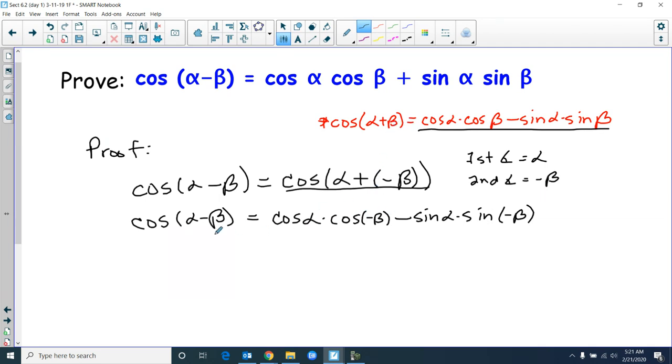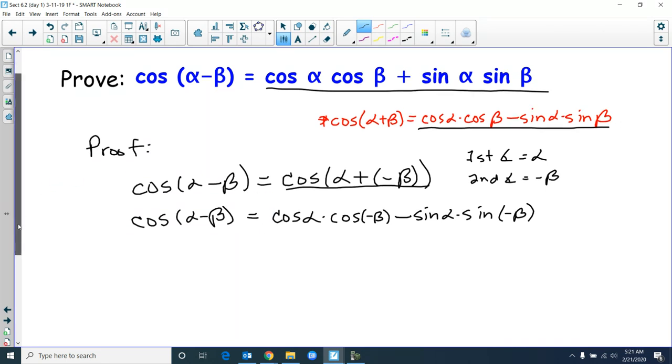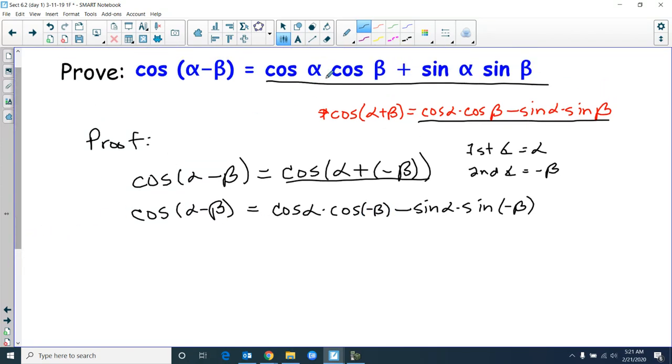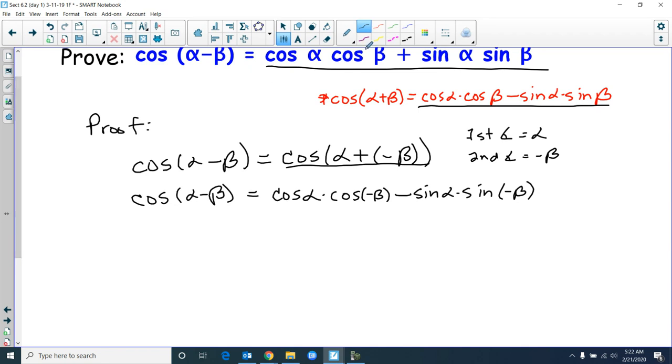All right, here's what I've got to do. In the end, I've got to end up with this statement right here. I don't have it yet, but here's how I've got to go forward. If you notice in that statement, you don't see any negative betas. So we've got to somehow convert those. Well, this is where we use our cofunction relationships. Or no, our even and odd identities. Sorry. Our even and odd identities.